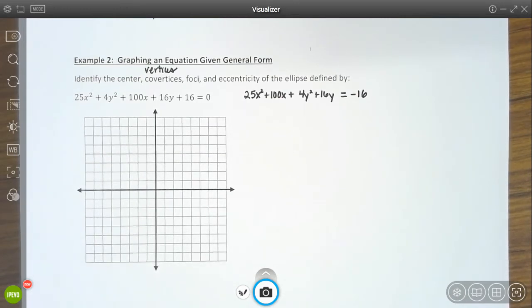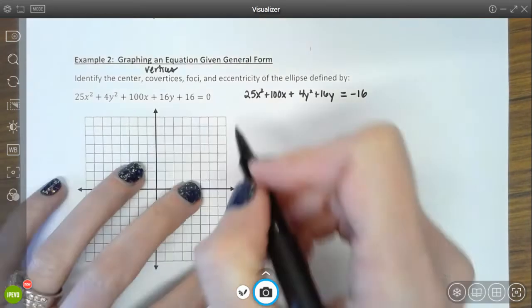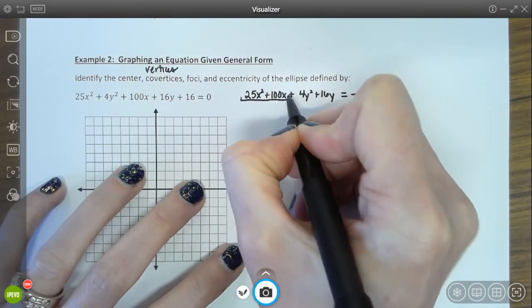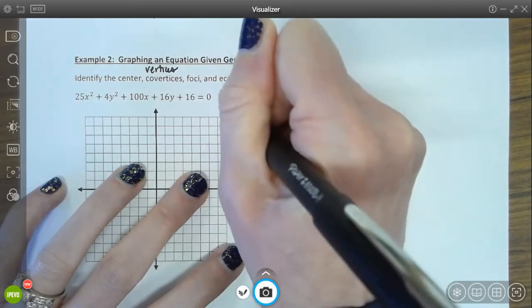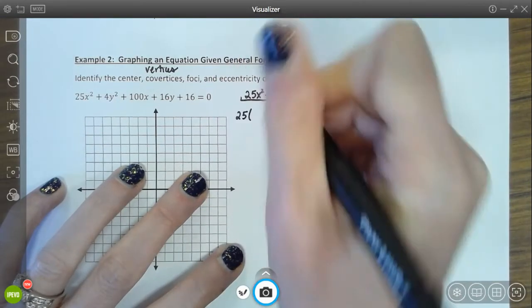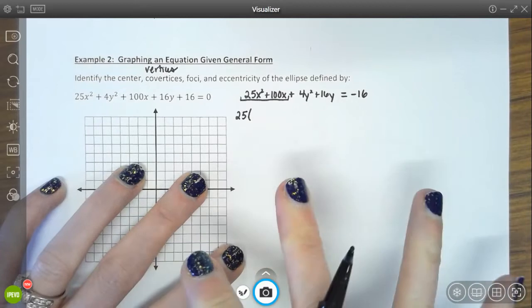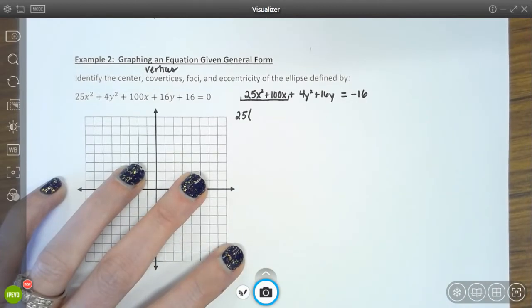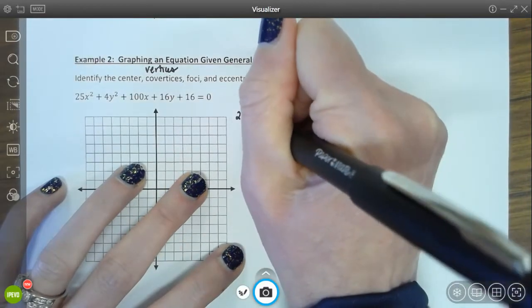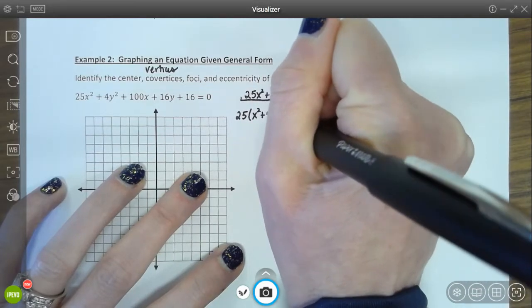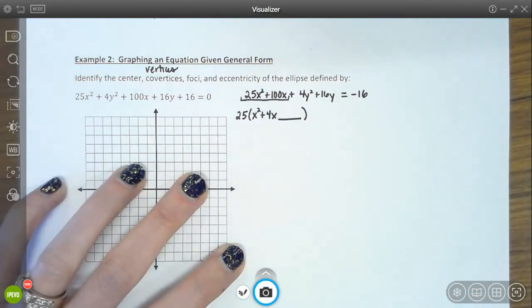Now, step 2, I want to get ready to complete the square. And when I complete the square, I don't want a value in front of x squared or y squared. So my next step is to factor out the coefficient of x squared from the x terms, and then the coefficient of y squared from my y terms. In this first group, I'm going to factor out that 25, and then in parentheses, write what's left behind after I divide that away. So I'd be left with x squared plus 4x. I'm going to leave space for me to complete the square.